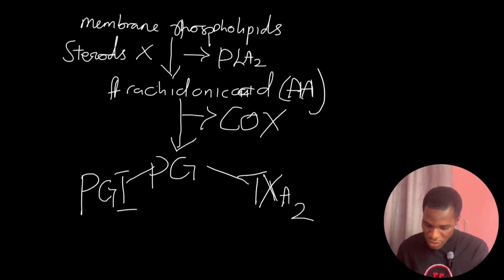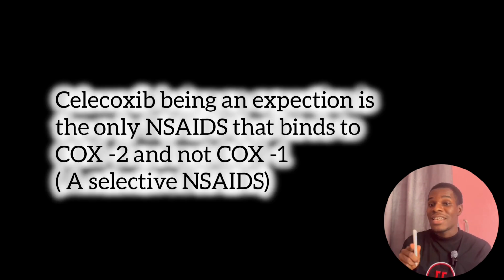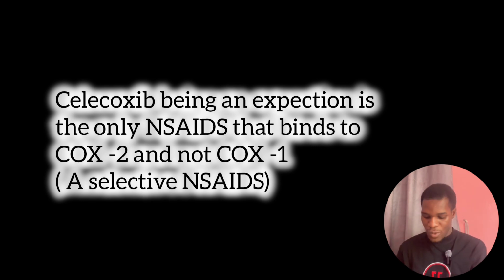Now, the COX enzymes, whether COX-1 or COX-2, are generally inhibited by the NSAIDs. NSAIDs are the non-steroidal anti-inflammatory drugs such as aspirin, indomethacin, ibuprofen, diclofenac, and the likes. But we have some selective NSAIDs such as celecoxib that only inhibit COX-2 and not COX-1.